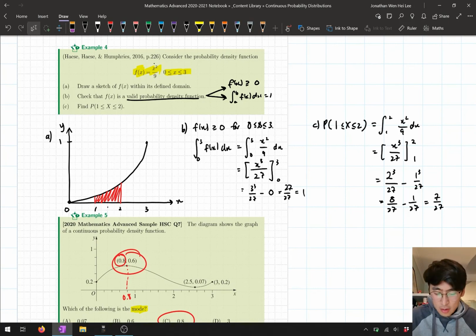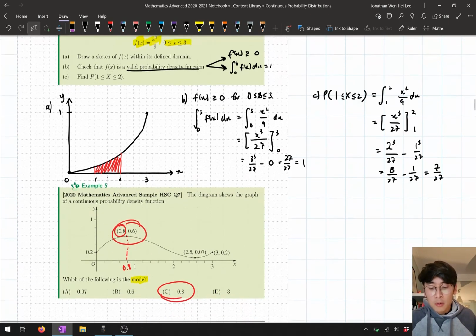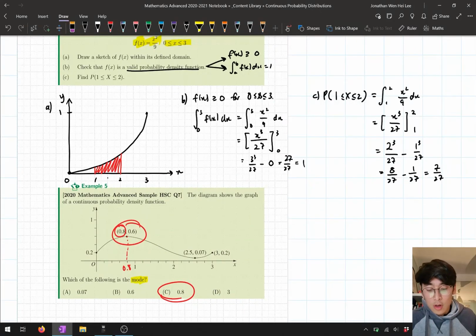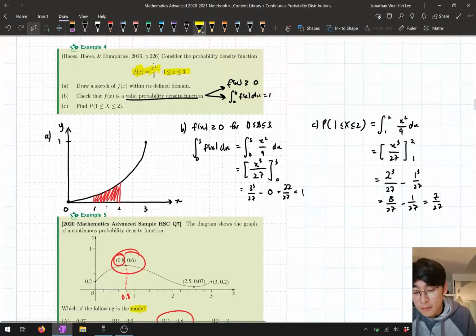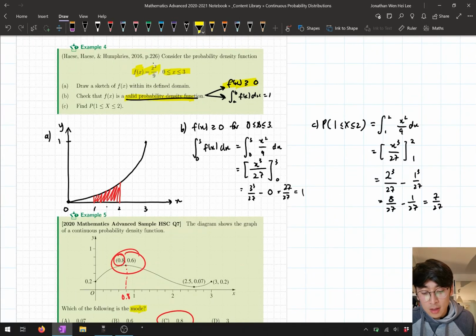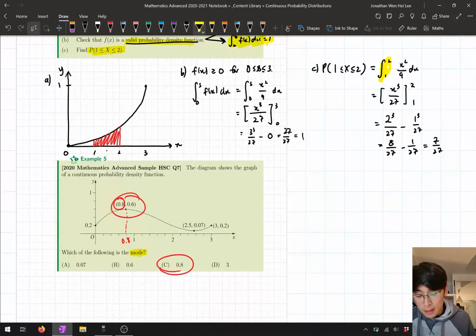In particular, when we are trying to answer these questions, if we're trying to check if it's a valid probability density function, we want to check that our function is greater than 0, and we want to integrate between our two boundaries and check that it's equal to 1. If we want to find the probability, we just create a definite integral with those limits. And if we want to find the mode, we just want to find the x value of the local maximum.